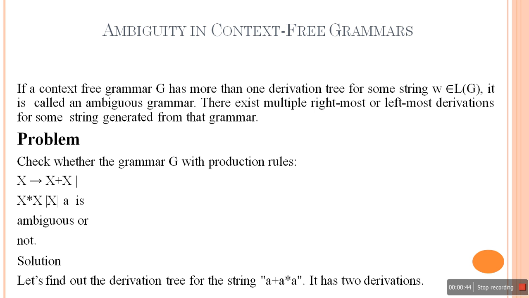So if a context-free grammar G has more than one derivation tree for some string, then it is called ambiguous grammar. Means if a grammar has more than one derivation for the same string, then it is called ambiguous grammar. It is represented by w belongs to L(G).